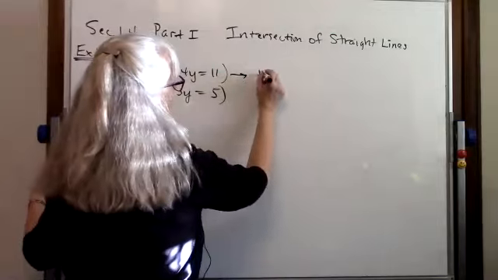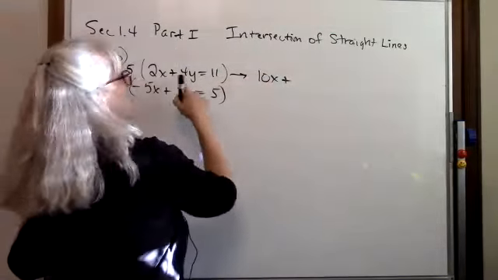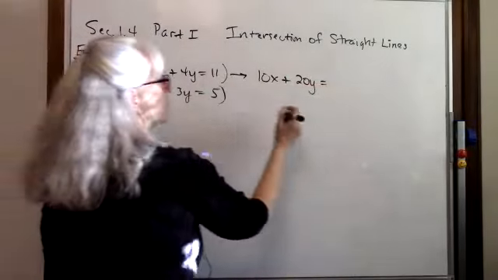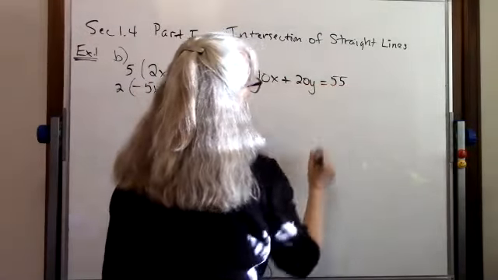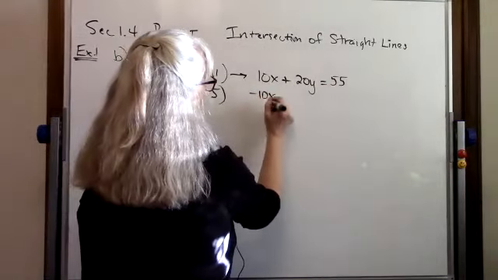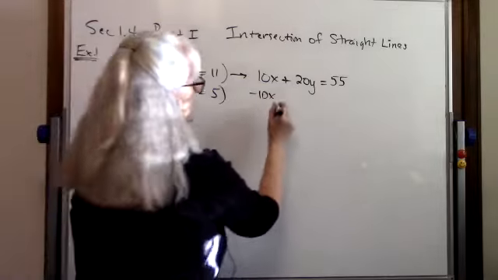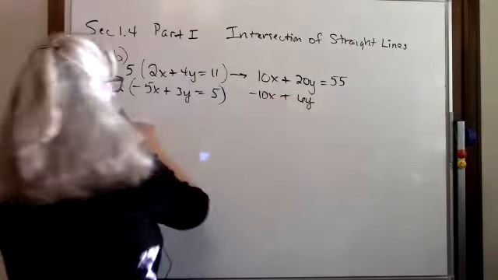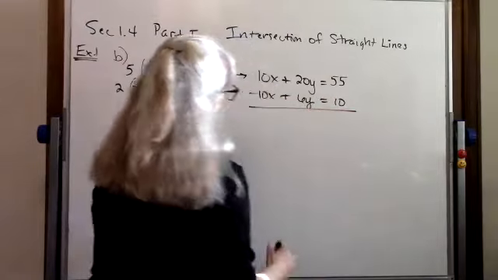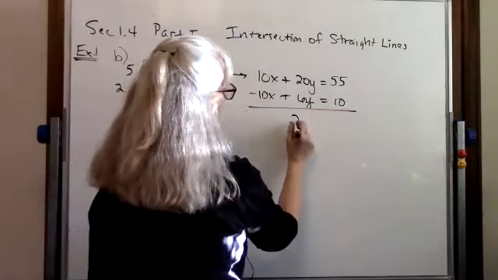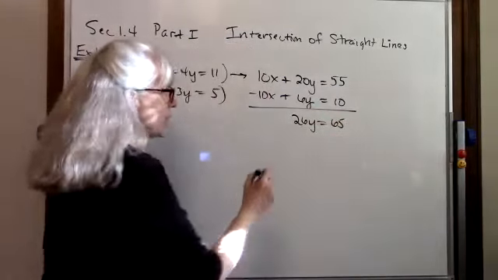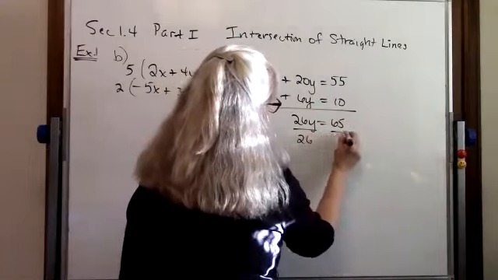So that would give me 10x plus 5 times 4, which gives me 20y, equals the 5 times the 11, which is 55. On the bottom equation, 2 times the negative 5x is going to give us negative 10x. 2 times the 3y gives me 6y. And finally, 2 times that 5 is going to give me a 10. Now we'll just add the equations and eliminate the x's. So now we have 26y is equal to 65. Then we'll come in and divide out the 26.